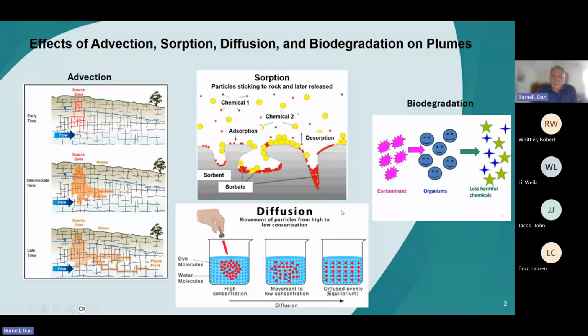Another important mechanism is the idea of back diffusion. And so as these plumes migrate out, they also will diffuse, they'll spread out into the more massive zones of the volcanic rocks, for example, in Hawaii. And so that mass gets trapped in the denser zones. And as we clean up the permeable zones, that mass can back diffuse into the permeable zones. And so again, this back diffusion mechanism can also slow down the cleanup time frame.